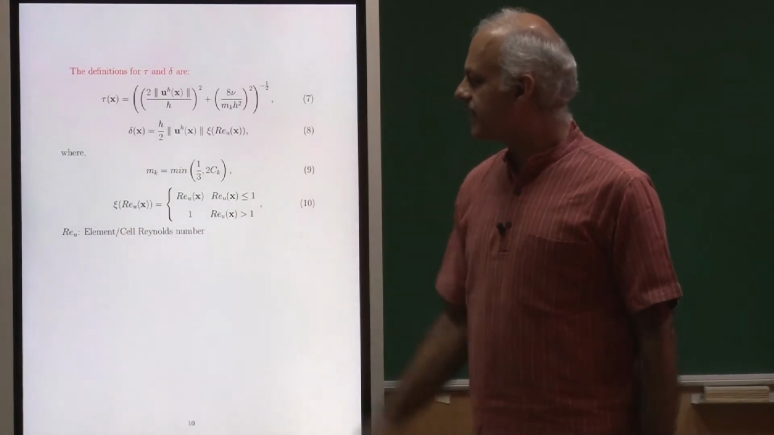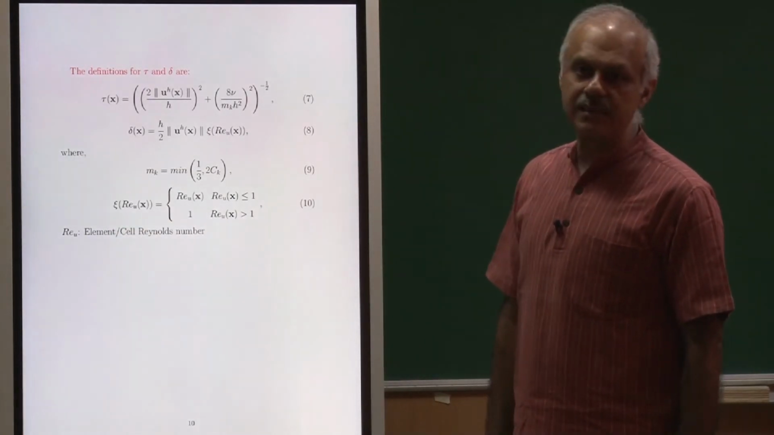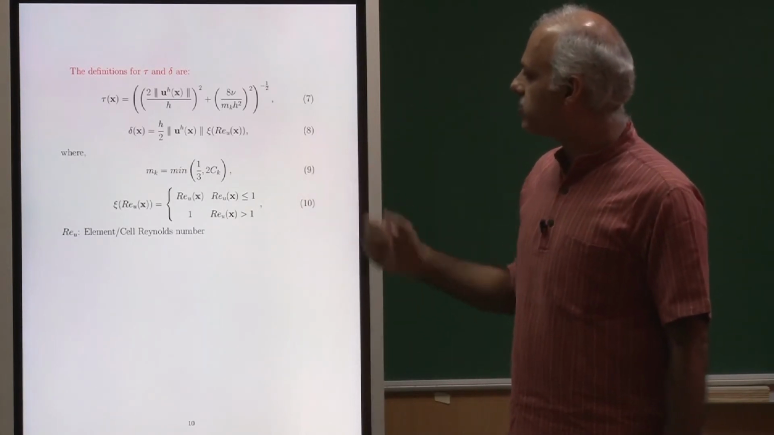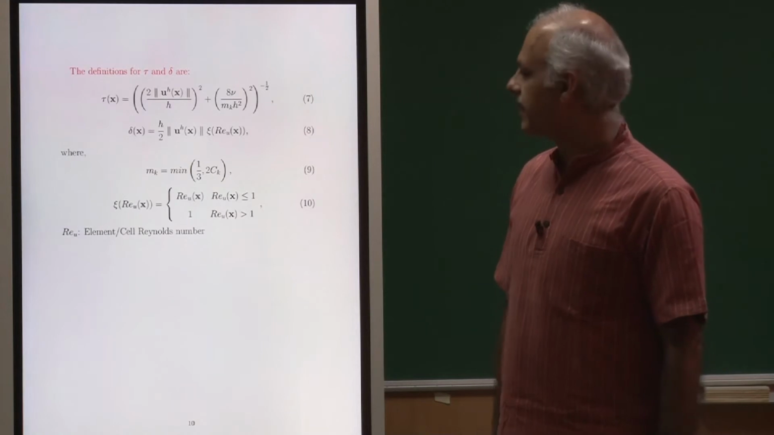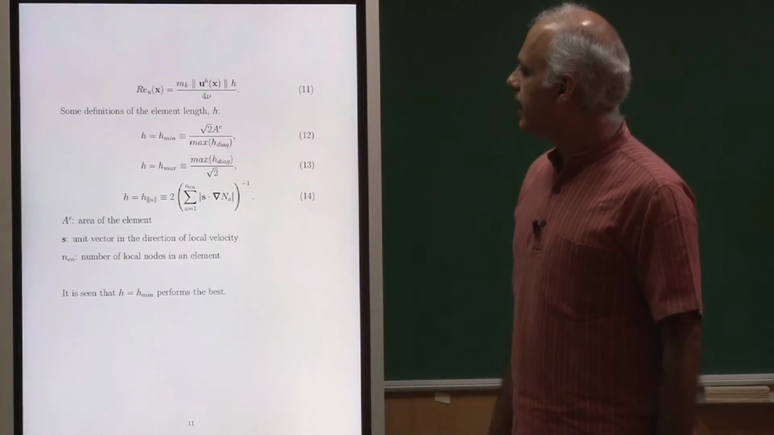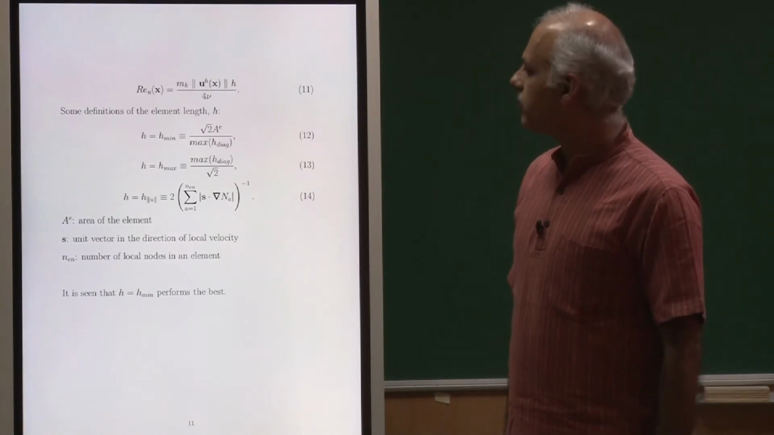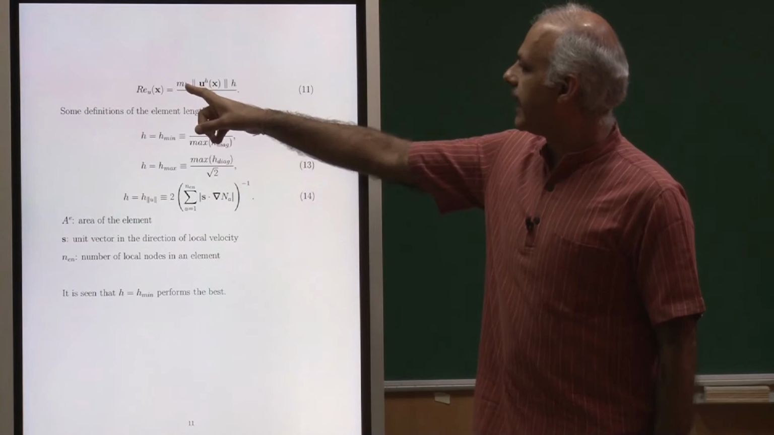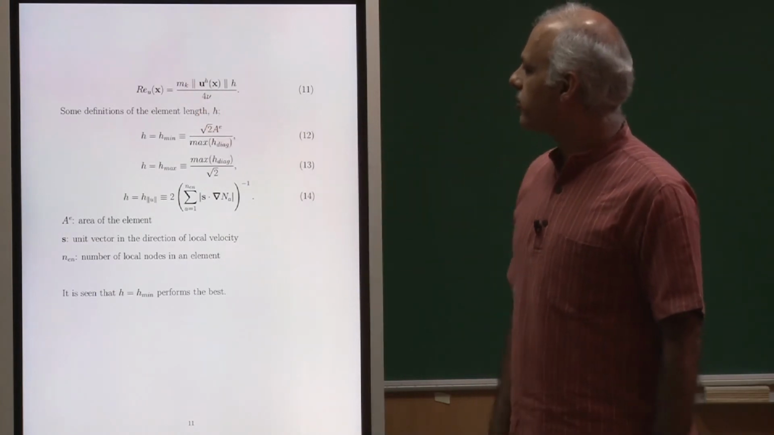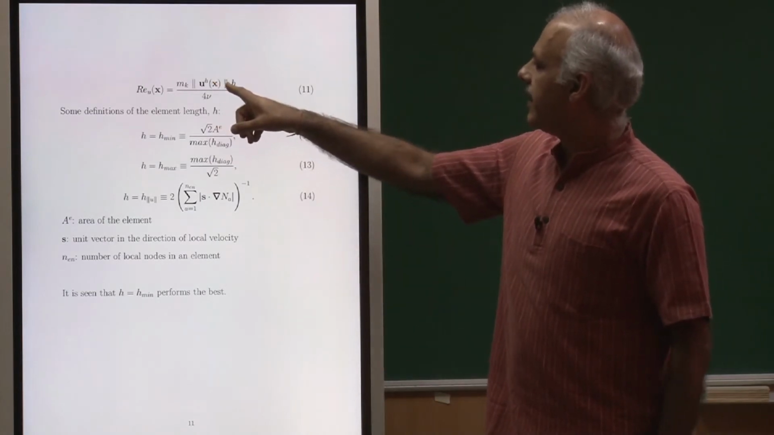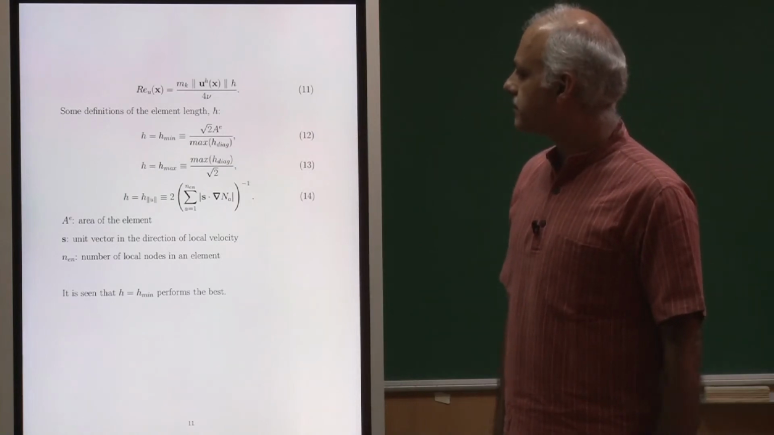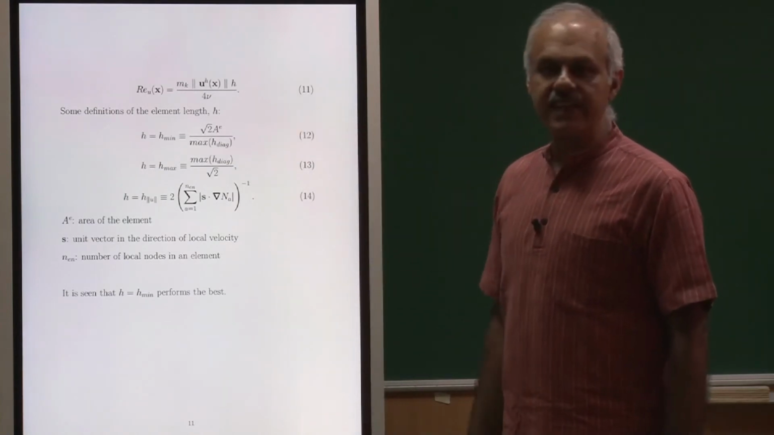Re here is the element or the cell Reynolds number. Earlier we had written them in terms of Peclet number, but one can also represent it in terms of element Reynolds number. Here is the definition of the element Reynolds number, very similar to what was given earlier. Notice m for bilinear and linear elements would be 1/3, so you would get a factor h times u divided by 12 and the viscosity. What about h? h is the element length.